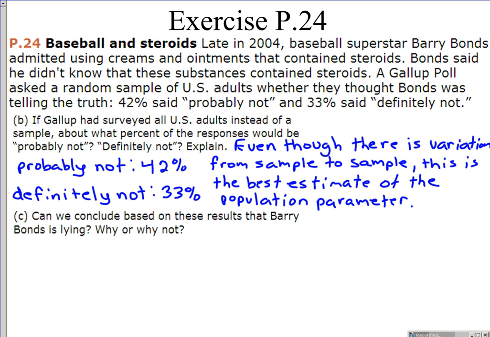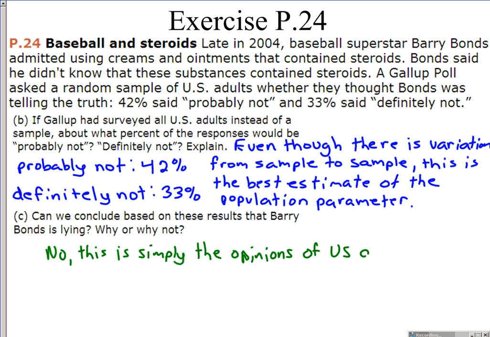Part C, can we conclude based on these results that Barry Bonds is lying? Why or why not? No, we can't make that conclusion. Okay, why can we not make that conclusion? First of all, or the main reason is because this is simply opinions of U.S. adults. So we could probably make the conclusion that most U.S. adults think he's lying, but just because their opinion is that he's lying doesn't mean in reality that he is.